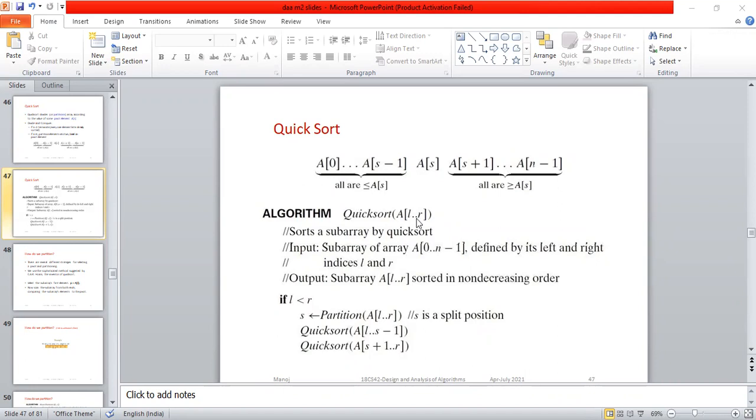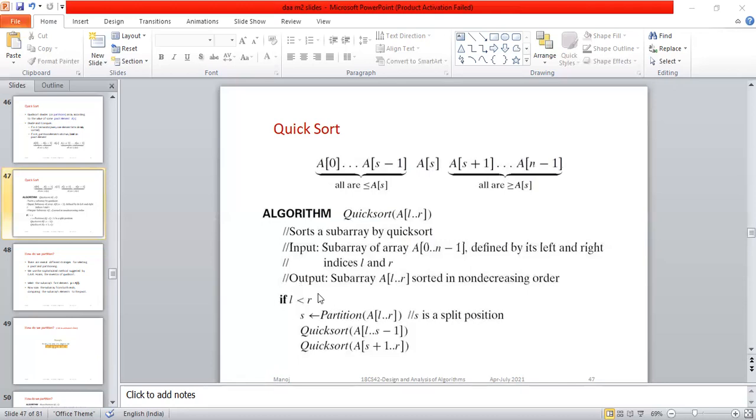Okay. So where will be the left pointer? L is the index value, the left index. So it will be at 0. Where will be the right index? It will be at the last element. Okay, so you are starting from left up to s minus 1 and again s plus 1 up to r. Okay, so that we shall see.